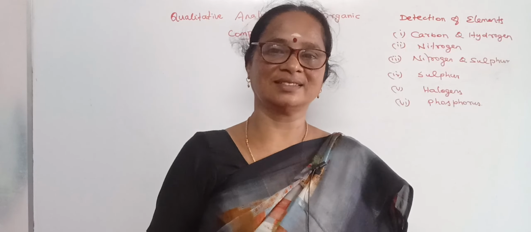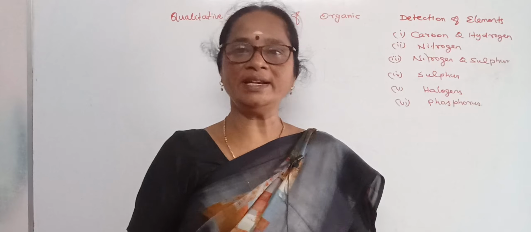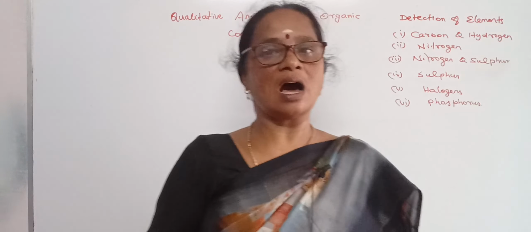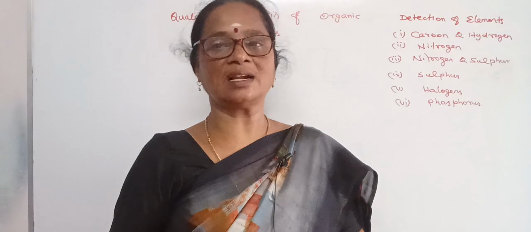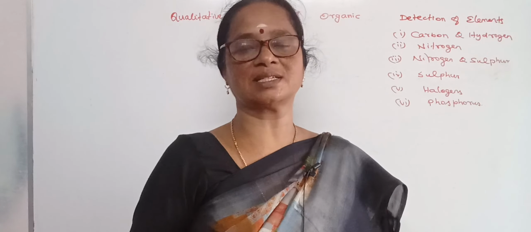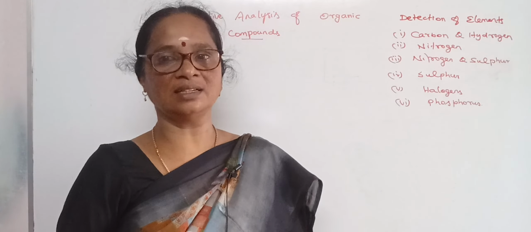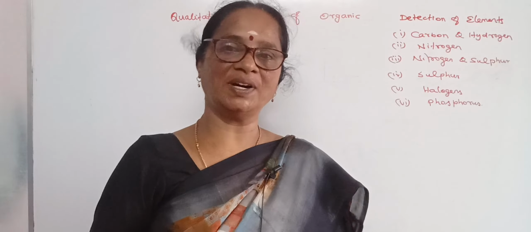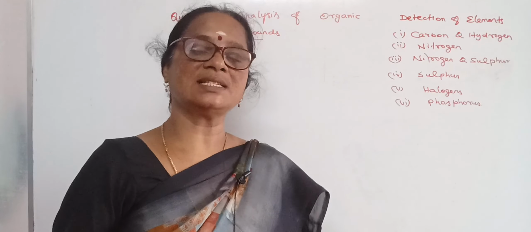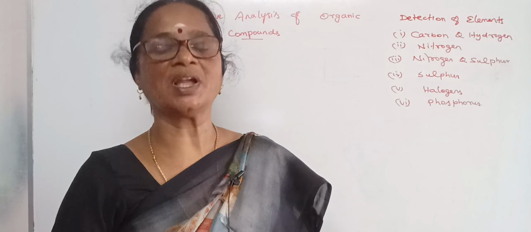Hello students, today let us start our session with the qualitative analysis of organic compounds. The organic compound may contain carbon and hydrogen. In addition to these two elements, it may also contain atoms like oxygen, nitrogen, sulphur, halogen or even phosphorus. So how are these elements identified? We follow some chemical tests.